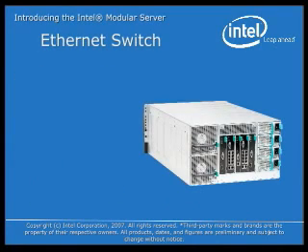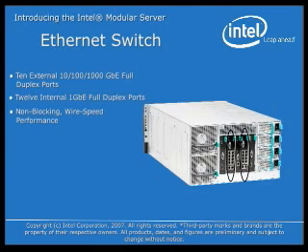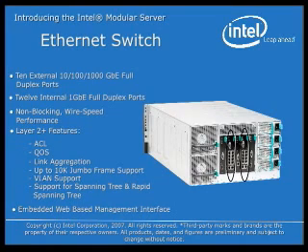As mentioned earlier, you have the options for up to 2 Ethernet switch modules. Each module features 10 external 10, 100, or 1000 megabit full duplex ports, 12 internal 1 gigabit full duplex ports, non-blocking wire speed performance, Layer 2 Plus features including ACL, QoS, link aggregation, up to 10K jumbo frame support, VLAN support, and support for spanning tree and rapid spanning tree. There is also an embedded web-based management interface.